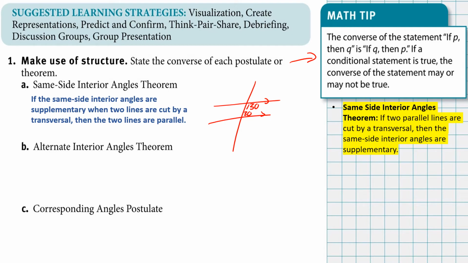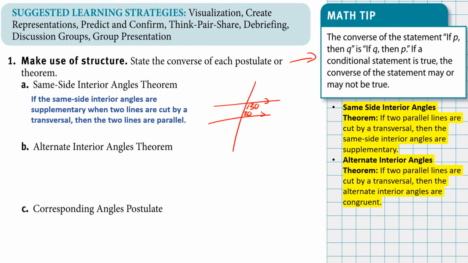So again, we want to see what the alternate interior angles theorem says. If two parallel lines are cut by a transversal, then the alternate interior angles are congruent. Okay? So part B is going to be very similar to part A, except we're going to be dealing with alternate interior angles this time.